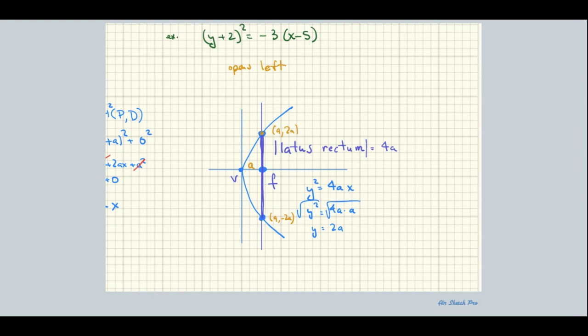All right, guys? So there we go. Let's see what we can do in the way of finding the directrix on standard parabolas.